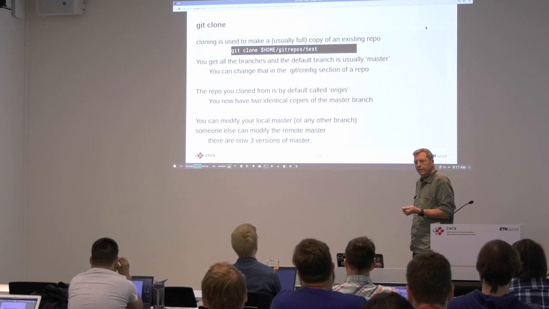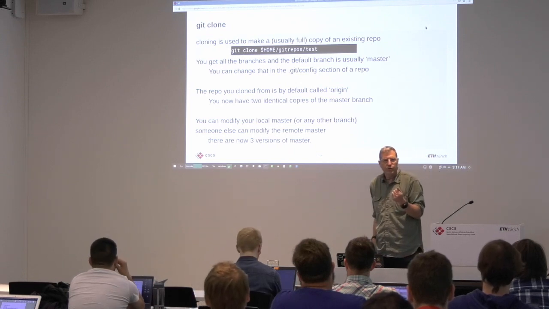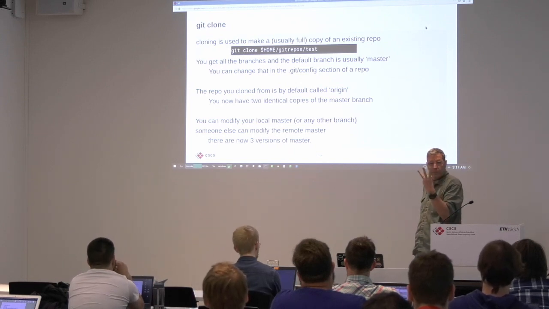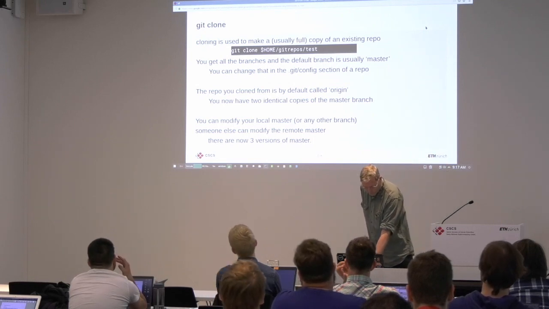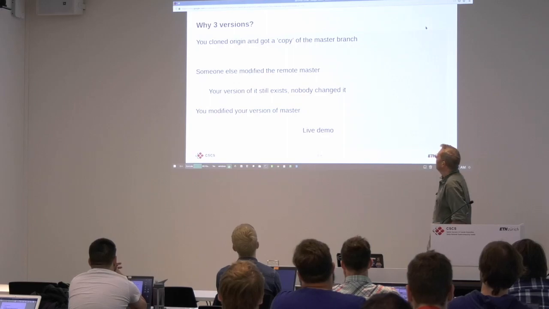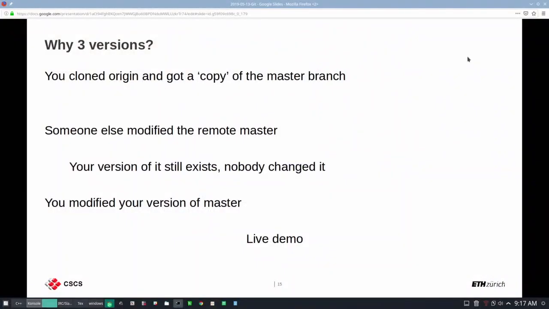It's easy to forget that as soon as you've cloned someone's repository, you're effectively buying into 3 copies of everything. And the question is, why 3? Because you have a repository, and it has a master branch, and I clone it. And now I have a copy of your repository, and I have my master branch. So I've got my copy of master and your copy of master.